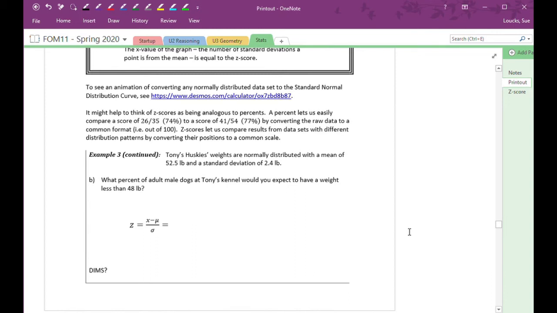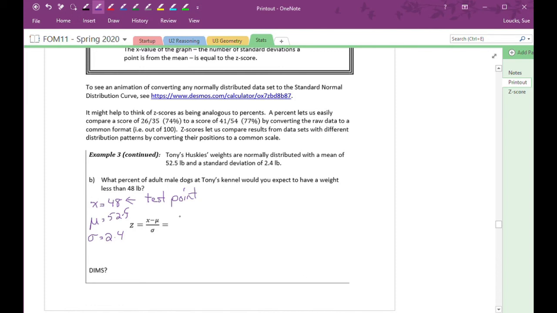So, just gonna turn my page here. Okay, so do yourself a favor and write the stuff down, okay? It's easier to find. So our test point, which is x, is 48. This is the test point. And our mean is 52.5. And our standard deviation is 2.4. So we have our formula of z equals x minus mu over sigma.